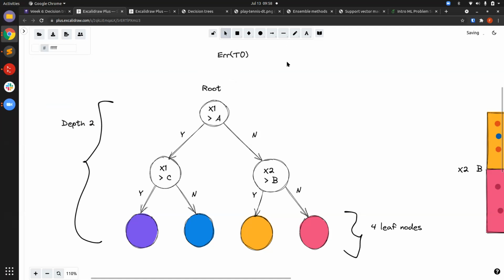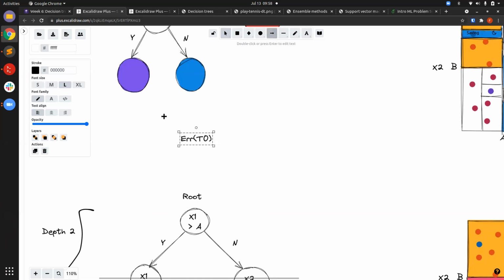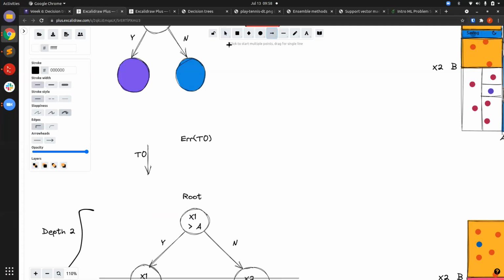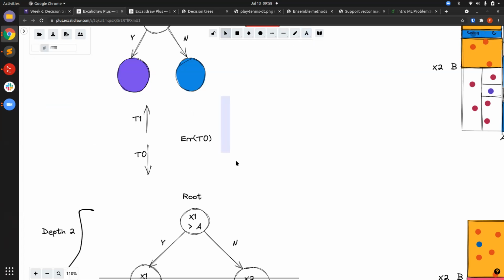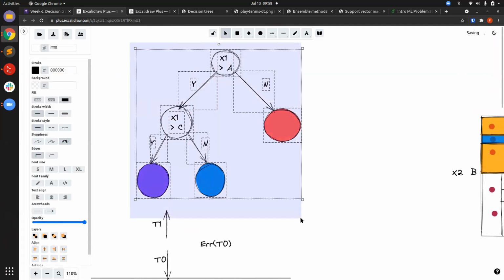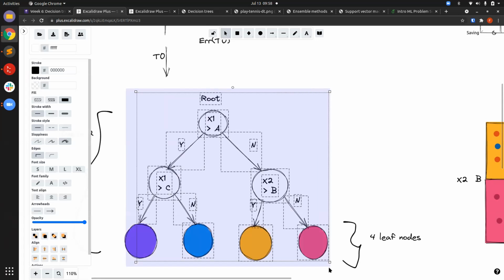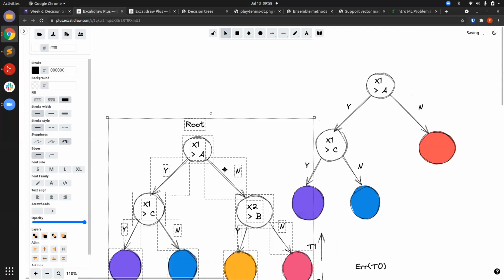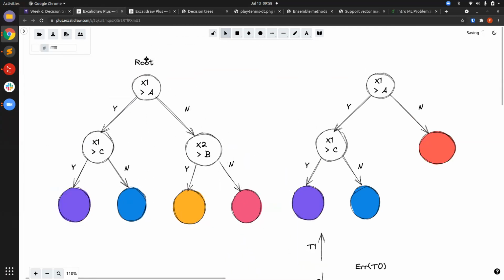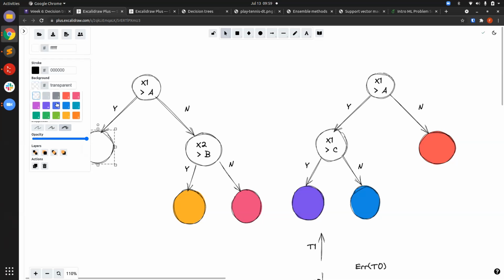Okay, so let's say this tree is tree 0, and this tree is T1. I actually have two possible candidates for tree 1. Let's draw them. I have this candidate, or I can merge these leaf nodes instead, and then I have this candidate.